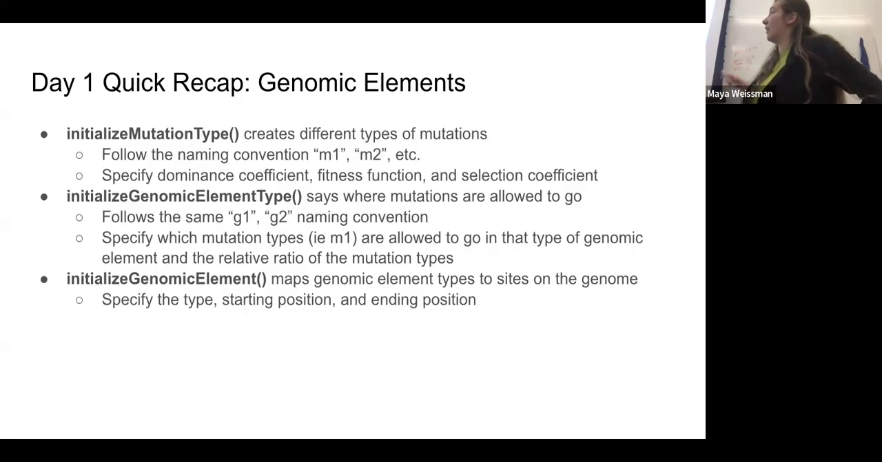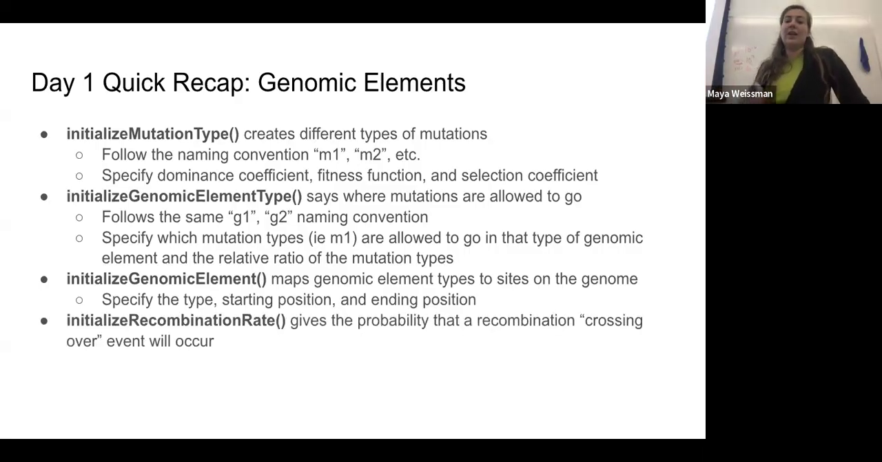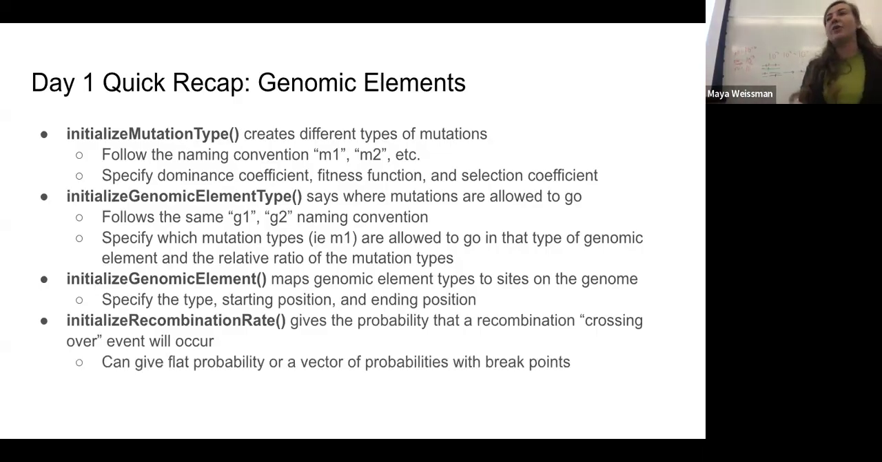Inside of initialized genomic element, you need to specify the type, starting position, and ending position. Initialized recombination rate gives you the probability that a recombination crossing over event will occur. And you can give a flat probability. So if I say the recombination rate is 10 to the negative 6, it's going to be 10 to the negative 6 for the whole genome.